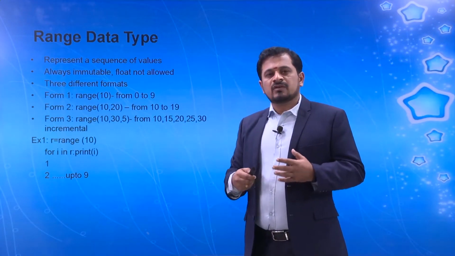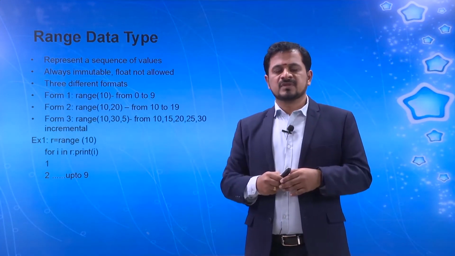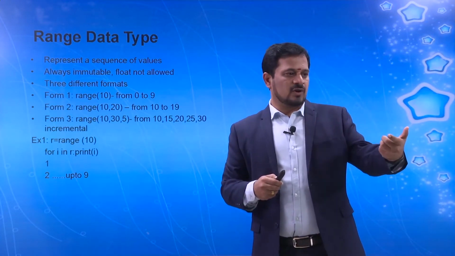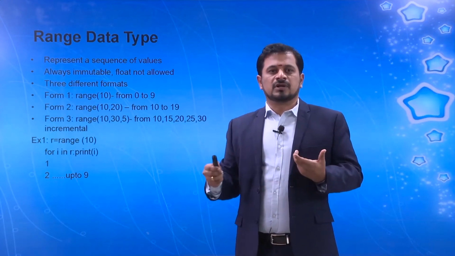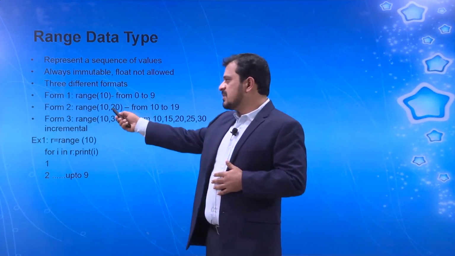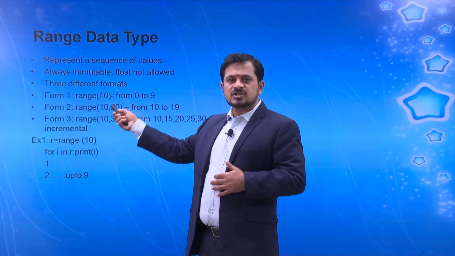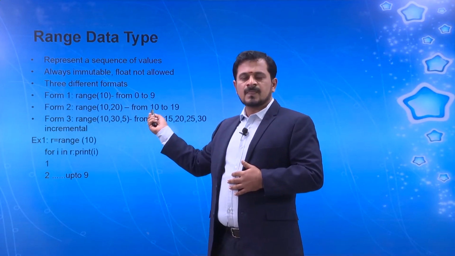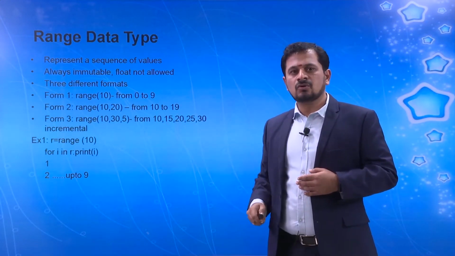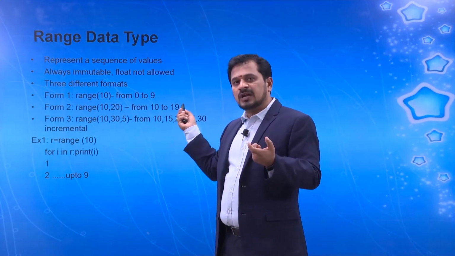But always during our program we are not going to start from 0 to 10 or 0 to some x value. Sometimes I want to use in-between values. I want to use it for 10 to 30 or 30 to 40. That is the second type of range. Form 2 is the same range, 10, 20. It means it will start from 10 up to 19: 10, 11, 12, 13 up to 19. So if I take a range from 10 to 20, it means the values 10 to 19.